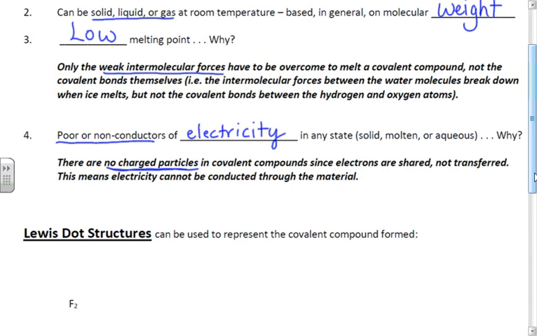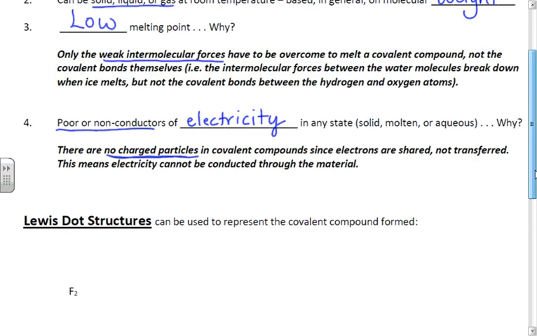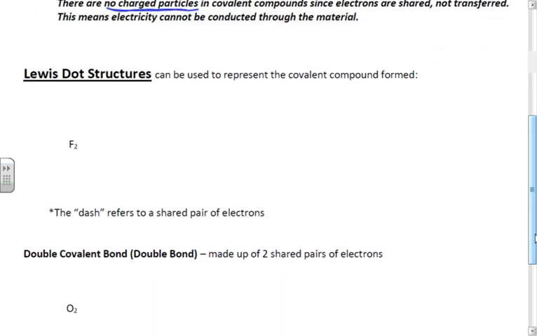The last part that we're going to look at is going to be what you're going to use to complete the back of your formation of ions worksheet that you were looking at earlier this week. We're going to draw some Lewis dot structures, and this time instead of just looking at a single element, a single ion, we're going to be looking at how a molecule will be drawn. So we're going to start with diatomic fluorine.